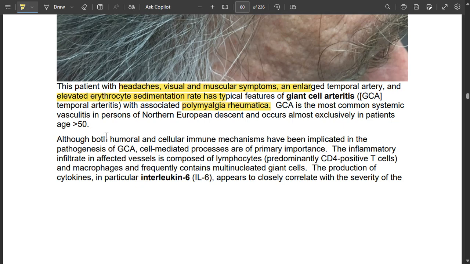Although both humoral and cellular immune mechanisms have been implicated in the pathogenesis of GCA, cell-mediated processes are of primary importance. The inflammatory infiltrate in affected vessels is composed of lymphocytes, predominantly CD4 positive T cells. Macrophages are present, frequently containing multinucleated giant cells. Therefore, it is called giant cell arteritis.